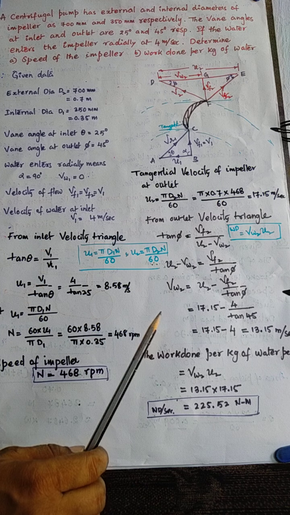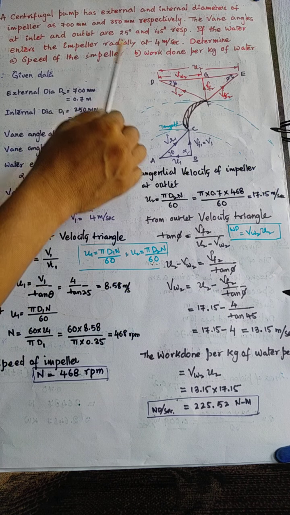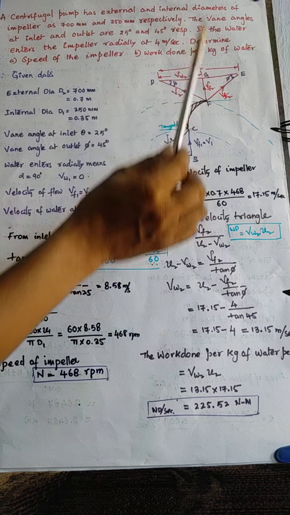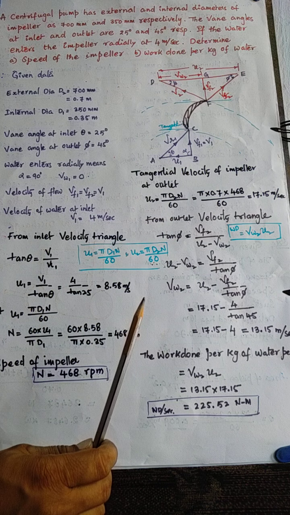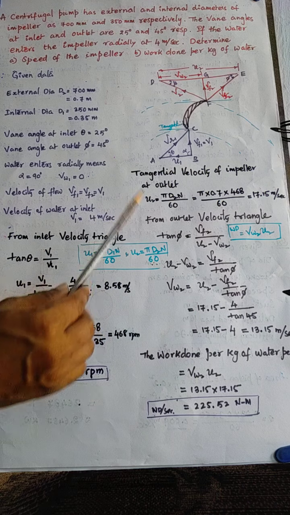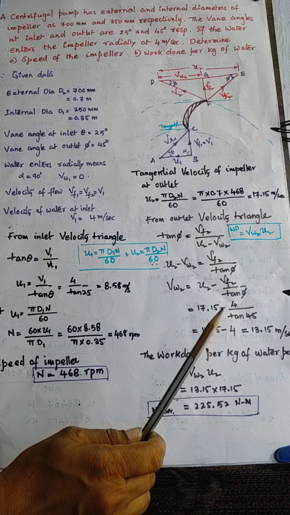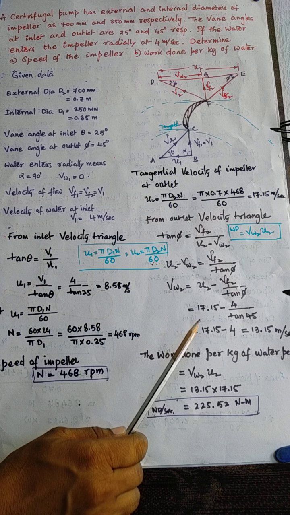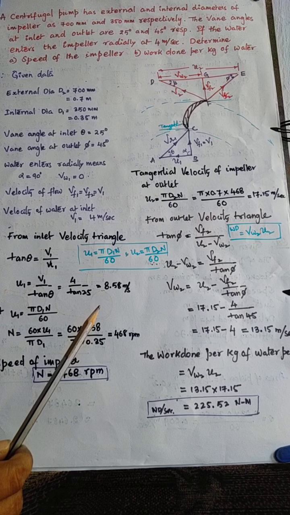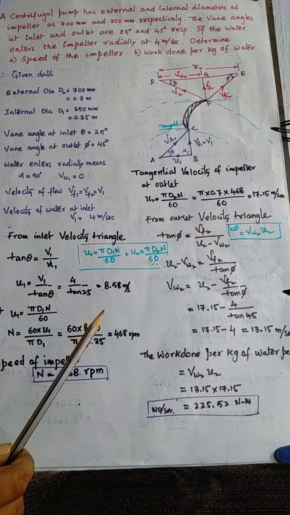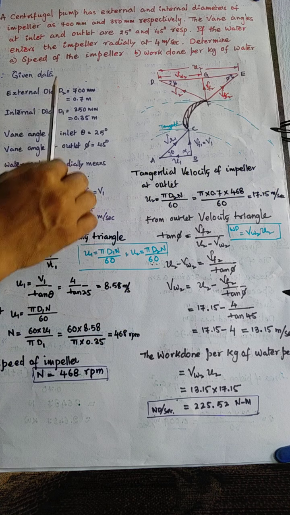So what is the given values? Impeller inlet and outlet diameters are given, vane angle at inlet and outlet are given, and speed of the water at inlet are given. So these are the values given, and you are asked to find the speed of the impeller and work done per kg of water. Those values you have to calculate. So for that, you have to write all the given values clearly. So write the given data.